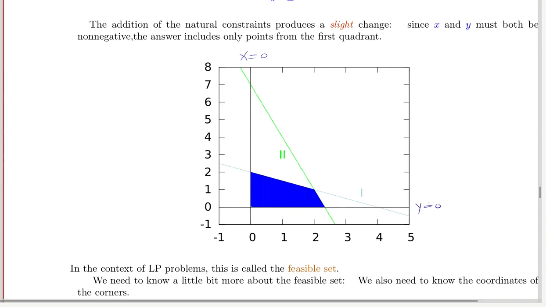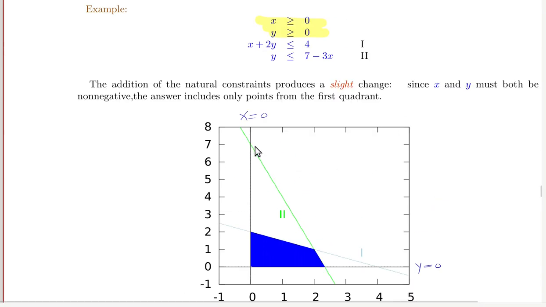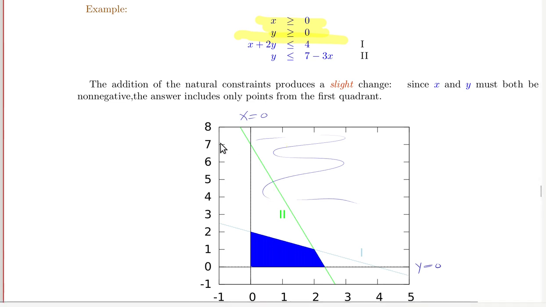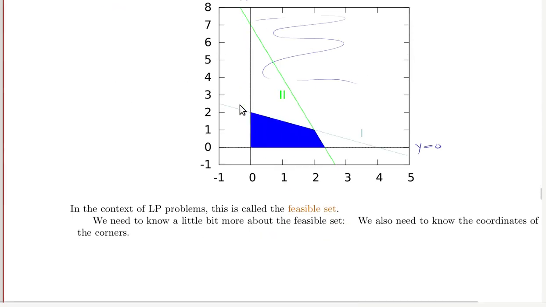And clearly, x is greater than or equal to 0 to the right of the y-axis. I will get this straight. And y is greater than or equal to 0 above the x-axis, right, above the line where y equals 0. So the upshot is that if you have the two natural constraints, it means that you're restricted to the first quadrant. So you can cut off your feasible set at the x and y axis, because you have to be in the first quadrant.